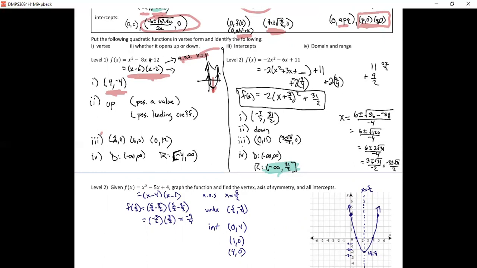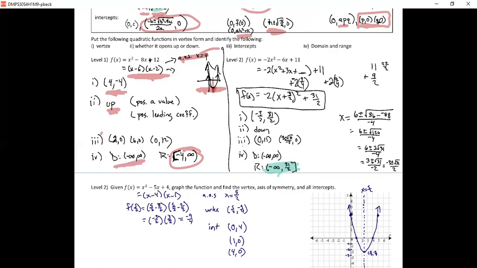I don't always ask this question, but does this open up or down? It opens up. And why I care about that is because since this is a quadratic that opens up, this graph has an absolute minimum, which helps us also establish the range is going to be from the y value of the vertex all the way on up to infinity.